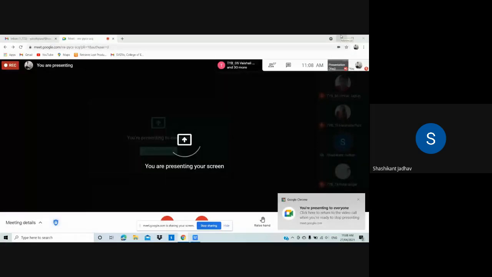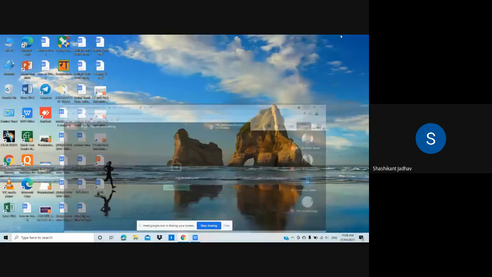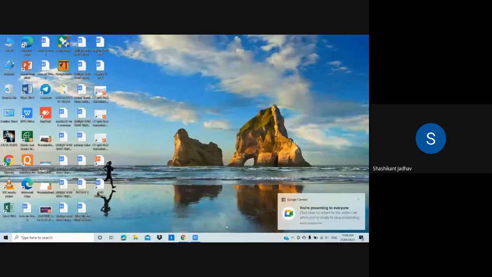Okay, now, present the screen. Today we have to solve 3 problems related to this radiation shield, and we have to understand in what way the heat transfer rate will be reduced. So now we have to discuss some problems related to the radiation shield.